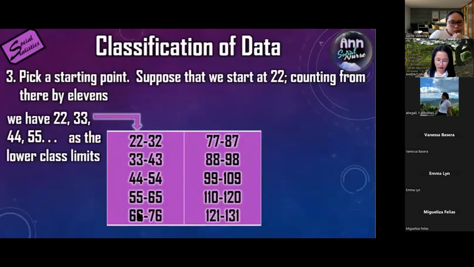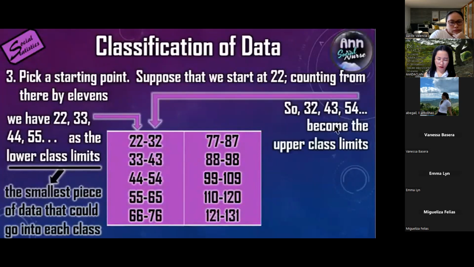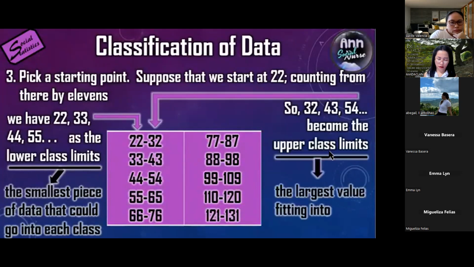These figures are actually the smallest piece of data that could go into each class. So 32, 43, 54, and so on would become the upper class limits, which are the largest value fitting into each class. So you see these are now 10 classes. First class, second class, third, and so on. 10 classes with equal width, okay?